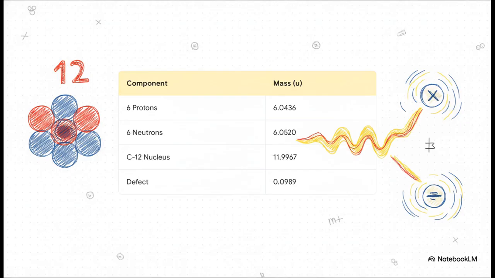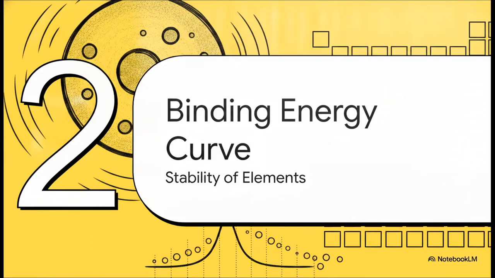When we multiply that missing mass by 931.5 MeV per u, boom, we get a total binding energy of 92.2 MeV. That is the exact amount of energy you would need to completely rip a carbon-12 nucleus back into its individual pieces. Moving right along to Section 2, the binding energy curve and the stability of elements.